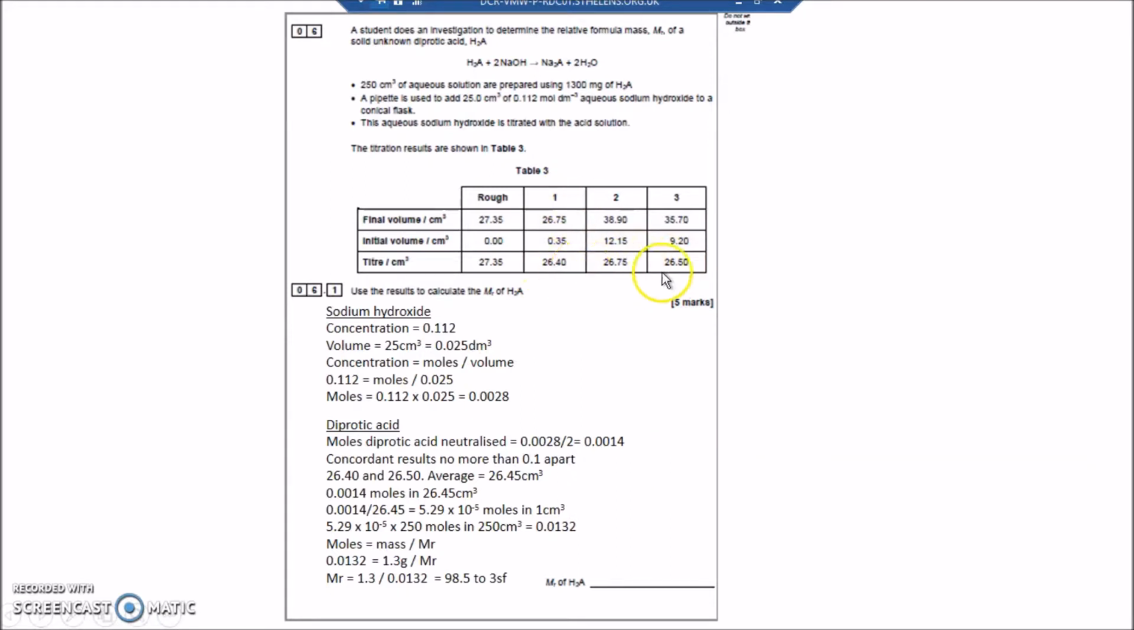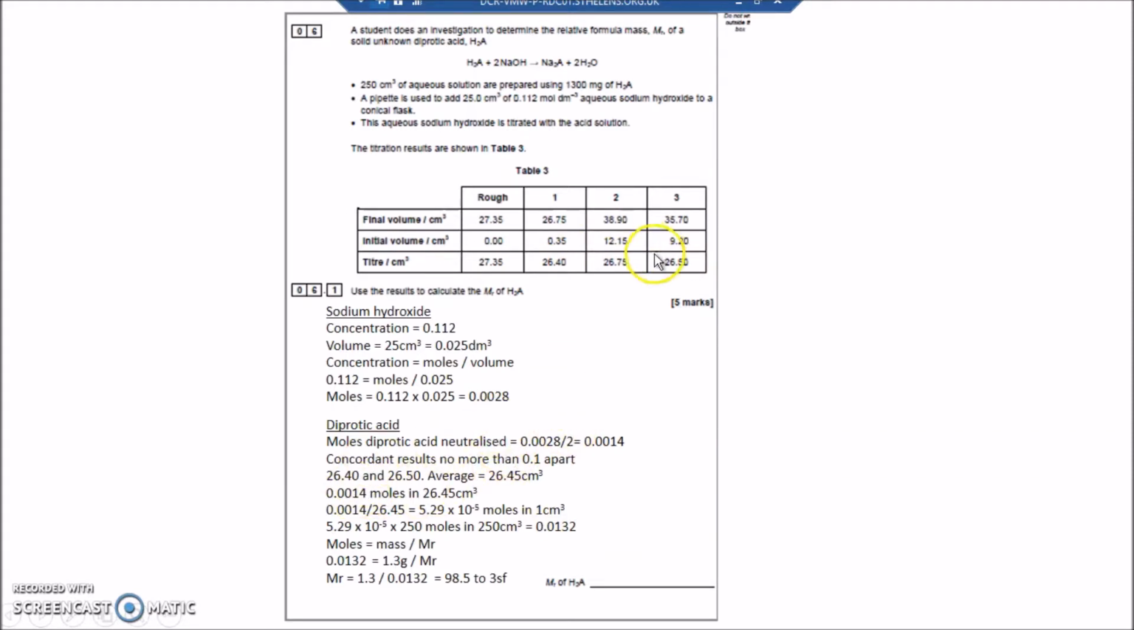Titration 1, 26.40, and 26.50 from titration 3 are 0.1 apart. 26.75 is 0.25 away from titration 3, and the rough ones are much further apart. So I'm going to use titration 1 and 2, and I work out an average. 26.40, 26.50, add the 2 together, divide by the number of results, that's 2, so divide by 2. 26.45 centimetre cubed is the average from my 2 concordant results.